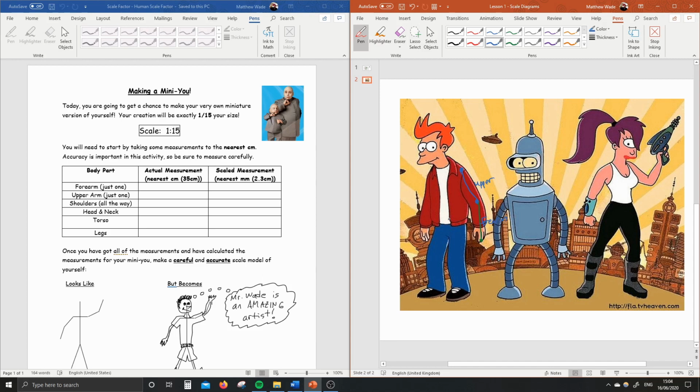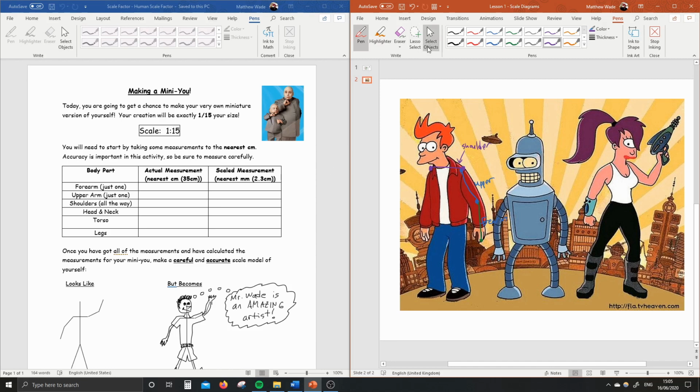Cool. Next thing I'm going to get you to do is shoulders. That's all the way across. So if you stand up tall and you don't let your shoulders be slouchy like Fry's shoulders are in this picture, it's all the way from the edge of one arm right across your back to the edge of your other arm, okay? That's going to be your shoulders. So that's what I want you to measure too, so get that in centimeters also.